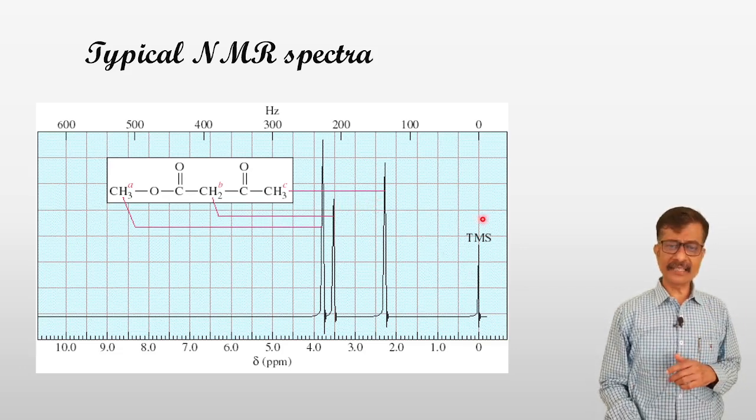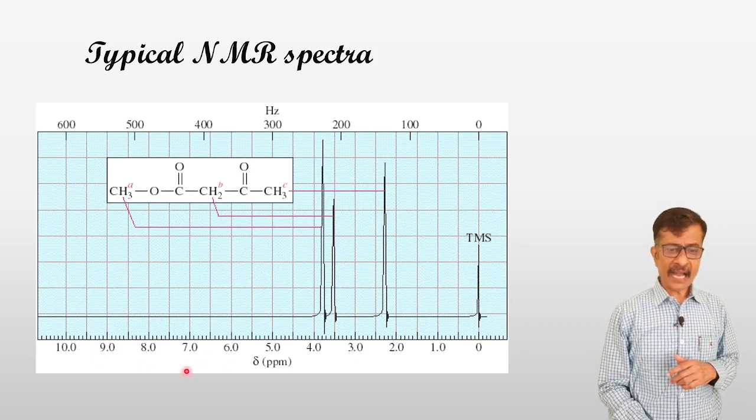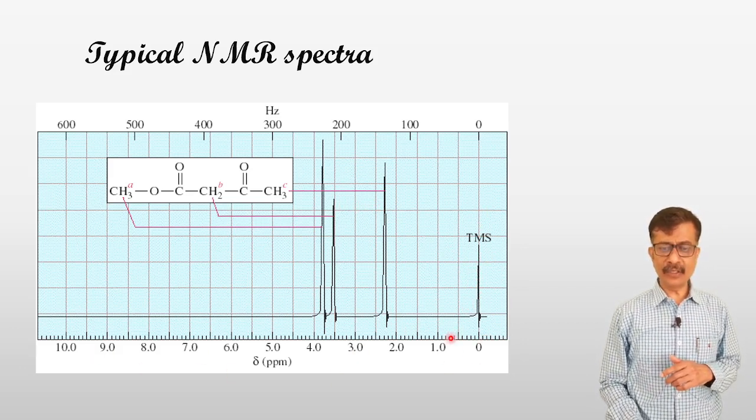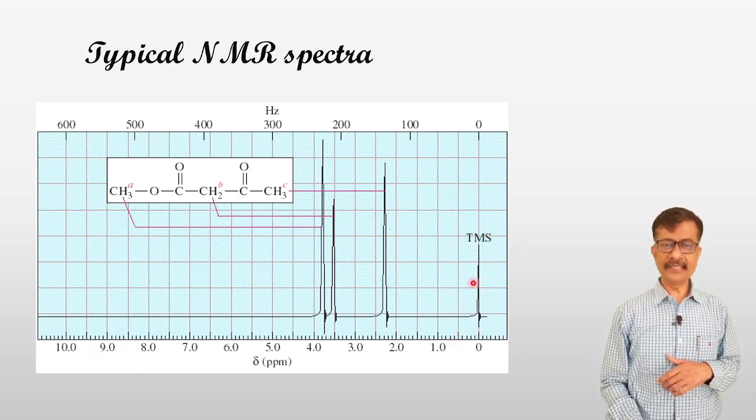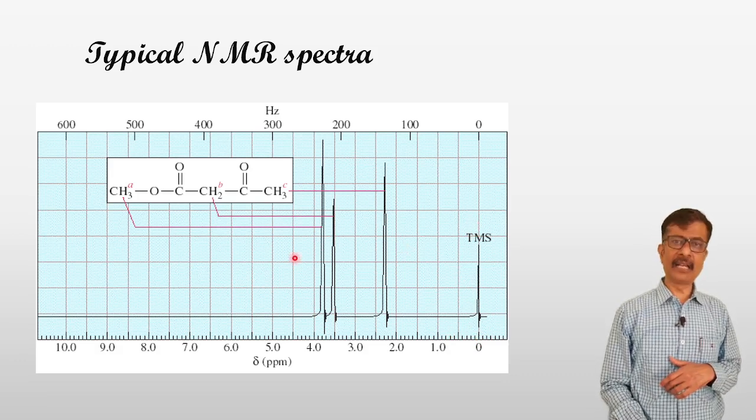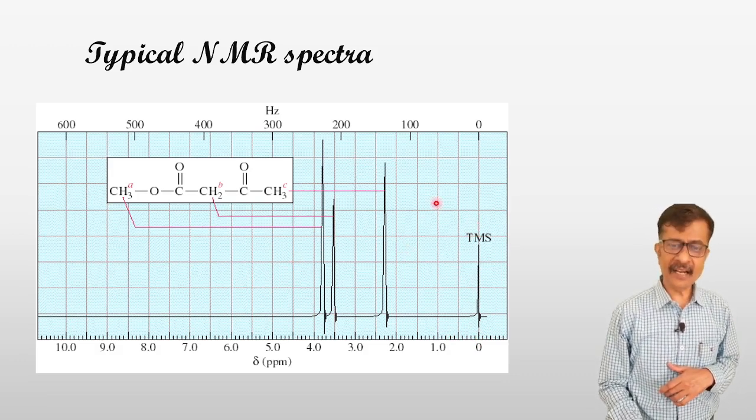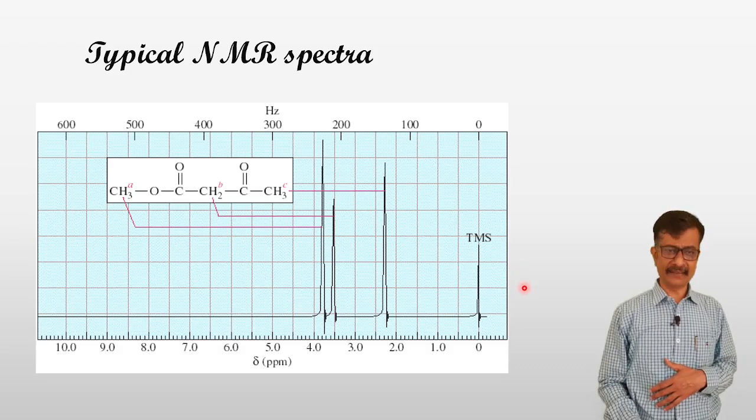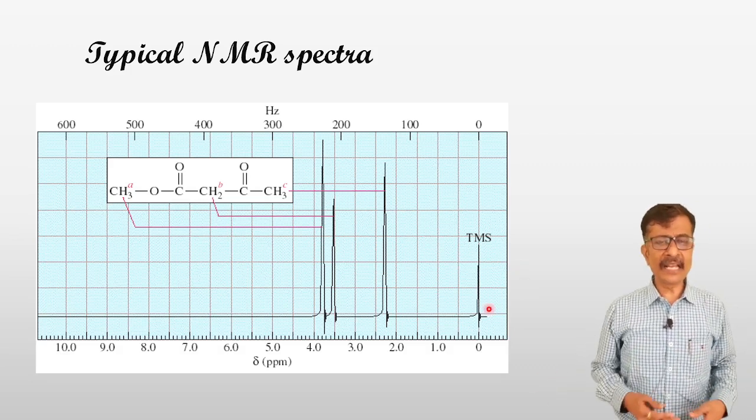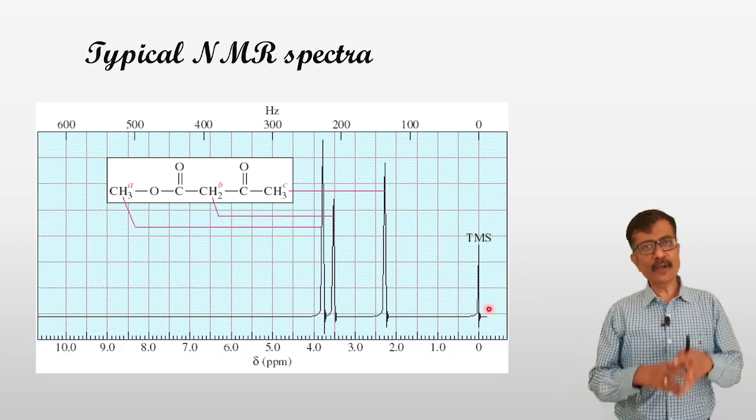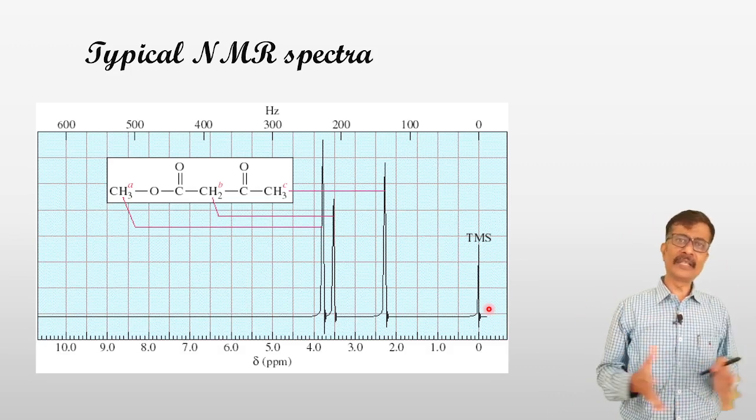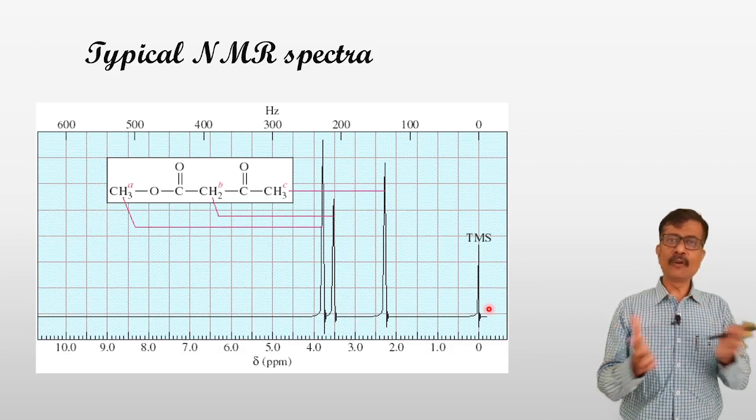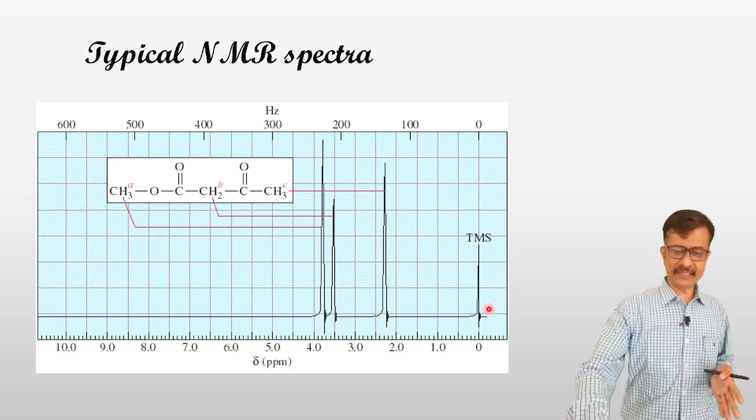And this is the internal standard TMS at the highest applied magnetic field, so its delta value is 0. It is assigned, and all other delta values are compared with the internal standard, tetramethylsilane. So this is how a typical NMR spectrum looks, and from all this spectroscopic data we can go for elucidation of molecular structure.